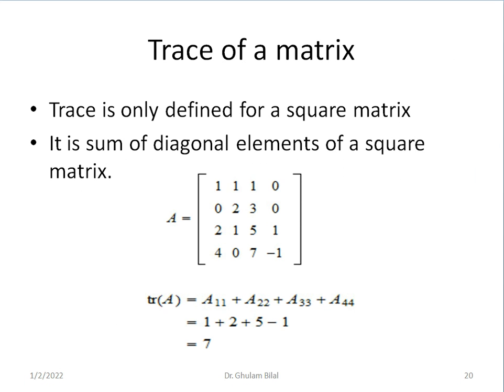How to get the trace of a matrix? Trace is only defined for square matrices. It is the sum of the diagonal elements of a square matrix. For example, we have a square matrix here. It's a 4 by 4 matrix. So we have 1, 2, 5, minus 1. So the trace of A is equal to A11 plus A22 plus A33 plus A44, and this comes out to 7.